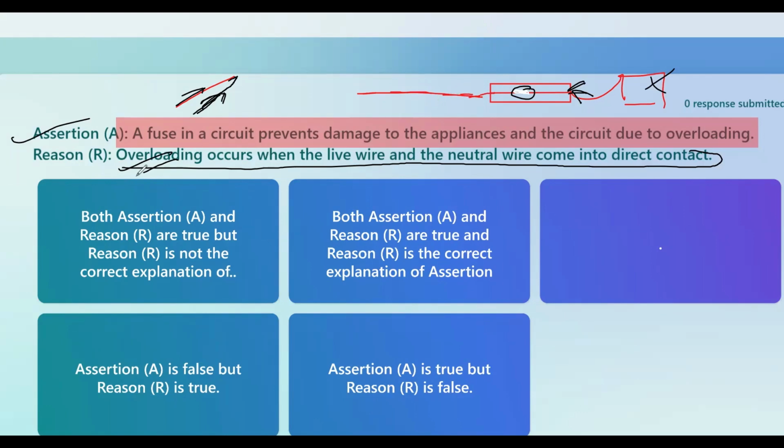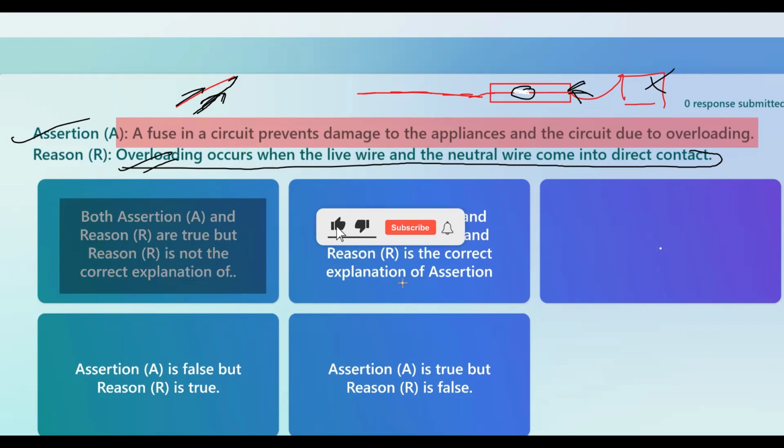So I'll say that here the correct answer would be: both are correct, but it's not the correct explanation. So therefore the option will be, R is not the correct explanation. So it should be B, right? Now, in the order it is written over here, both are true, but R is not the correct explanation. So this should be the answer.